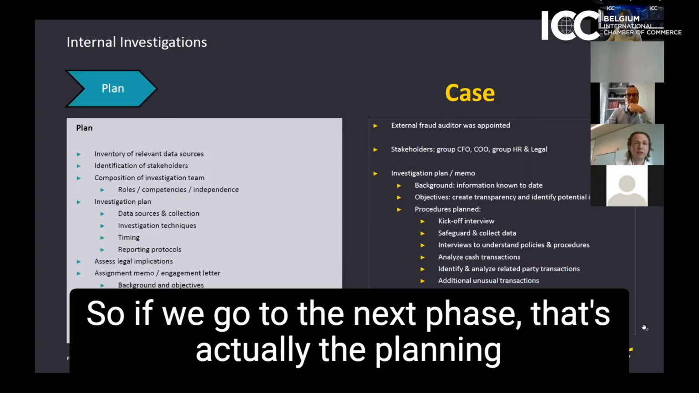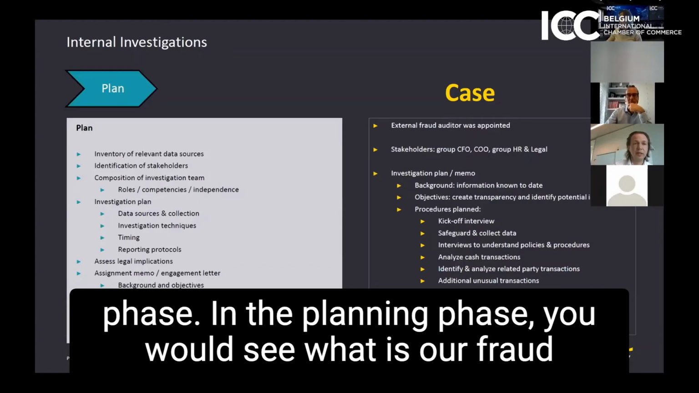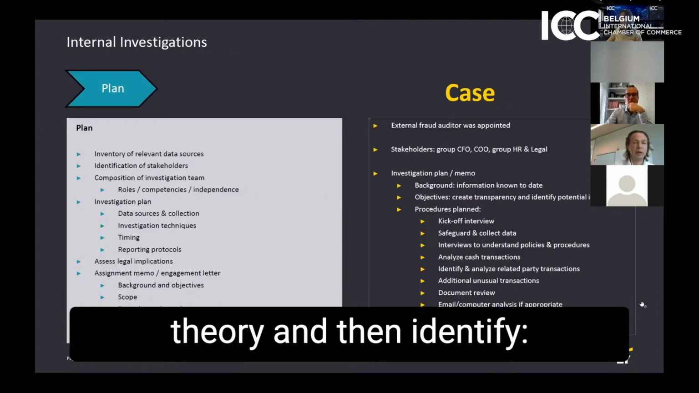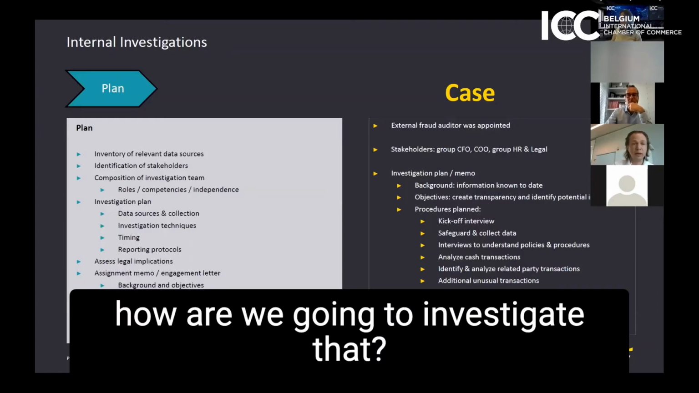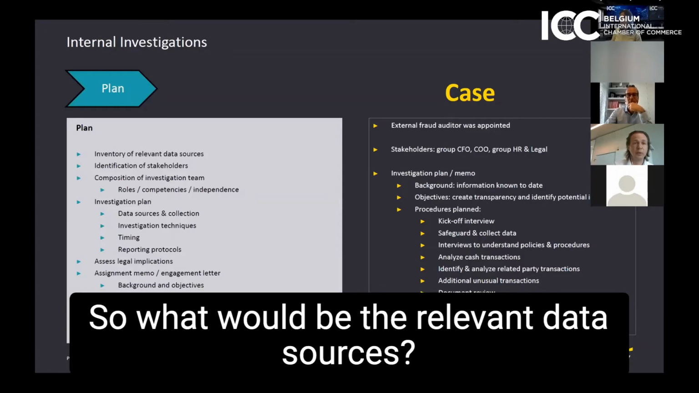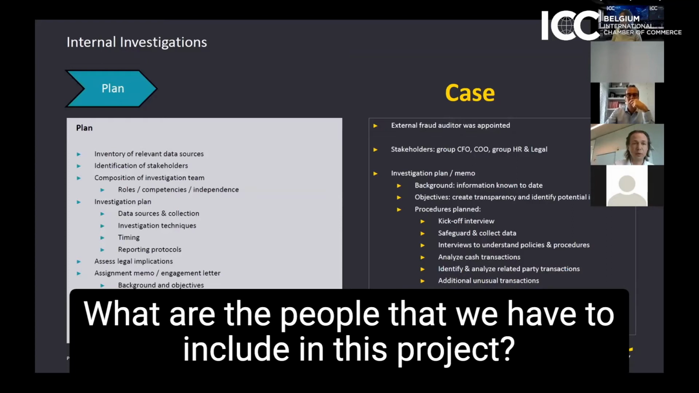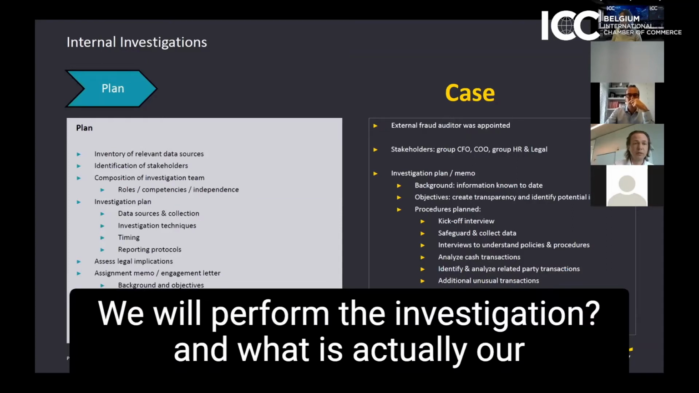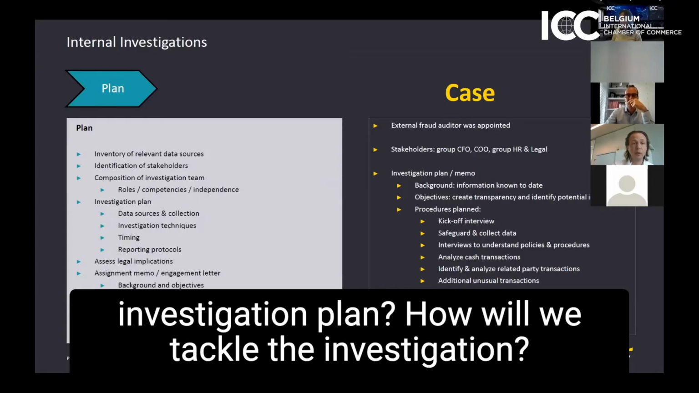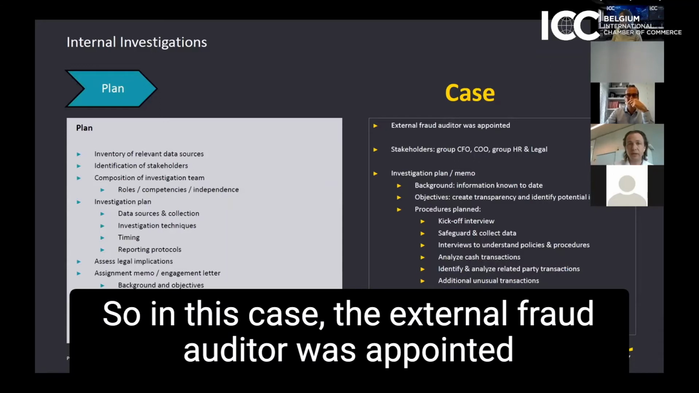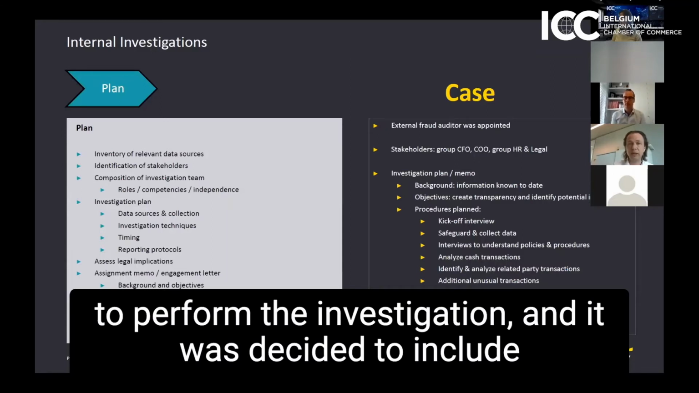So if we go to the next phase, that's actually the planning phase. In the planning phase, you would see what is our fraud theory and then identify how are we going to investigate that. So what would be the relevant data sources? What are the people that we have to include in this project? Who will perform the investigation, and what is actually our investigation plan? How will we tackle the investigation? So in this case, an external fraud auditor was appointed to perform the investigation.